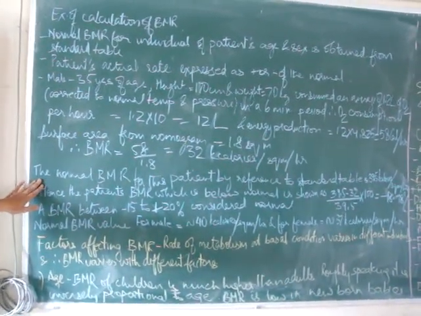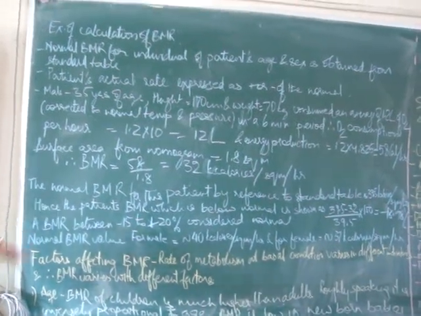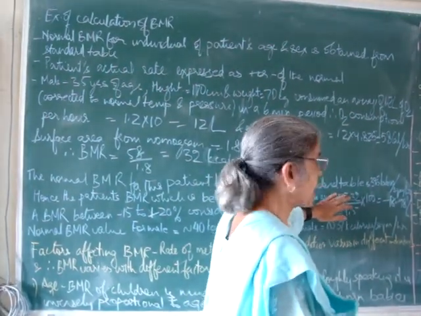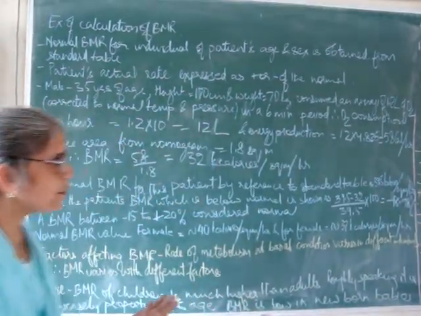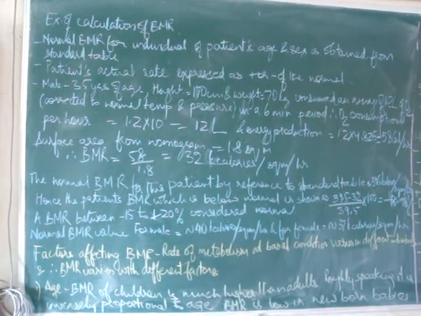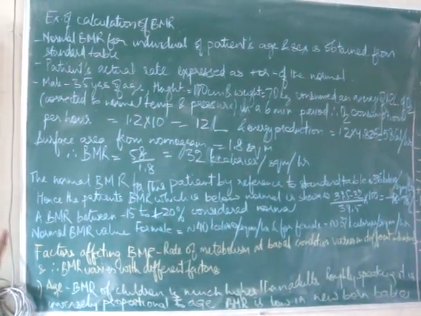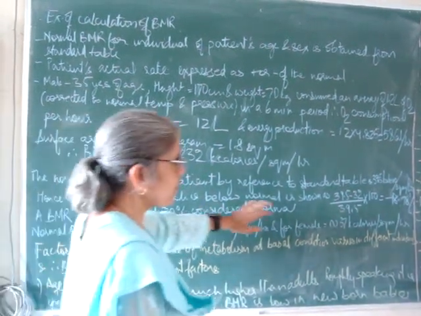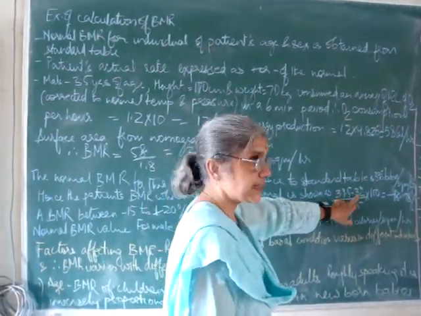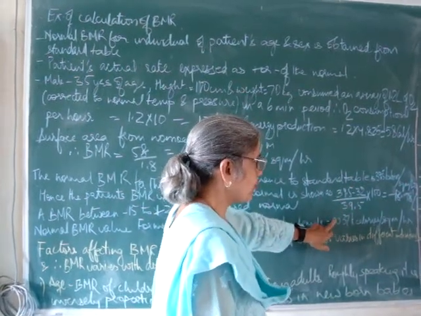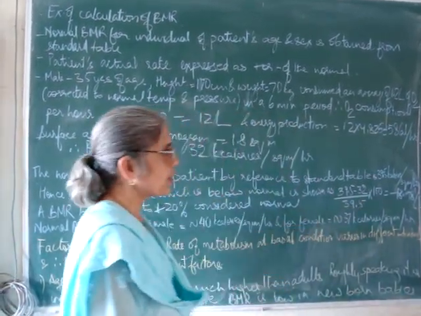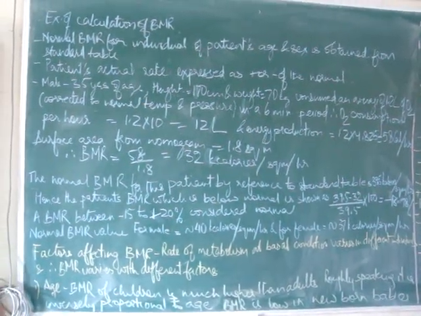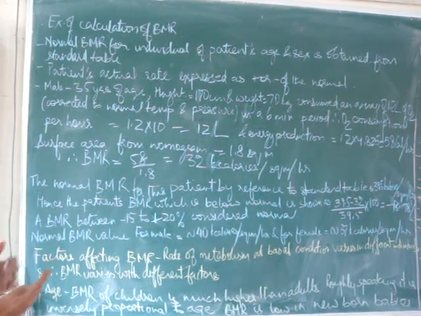Now the normal BMR for this patient by reference to the standard table is higher; the standard person has a BMR of 39.5 kilocalories per square meter per hour. So the percentage by which this person's BMR is less is calculated according to the formula: normal minus that of the patient, divided by normal, into 100. So it comes to around minus 18.98%, and the minus sign indicates his BMR is less by this much percentage.